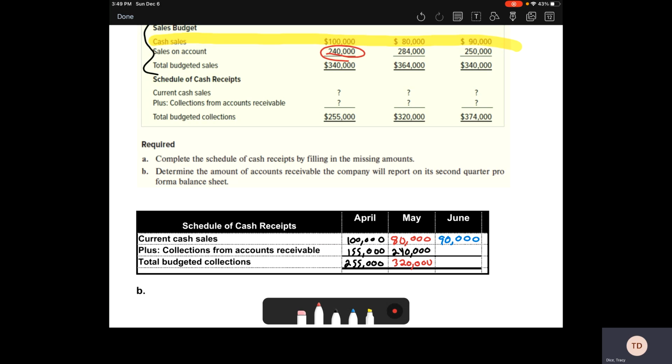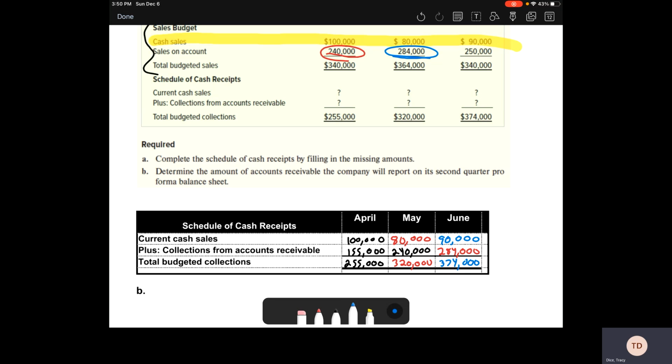Now, finally, in June, we are going to collect what we sold on account in May. So we're going to have that $284,000 that we will collect in June. Add that to our $90,000, and we should end up with $374,000. So those are what we actually collected in each of those months. It's not what we sold, but it's the cash that we actually collected.